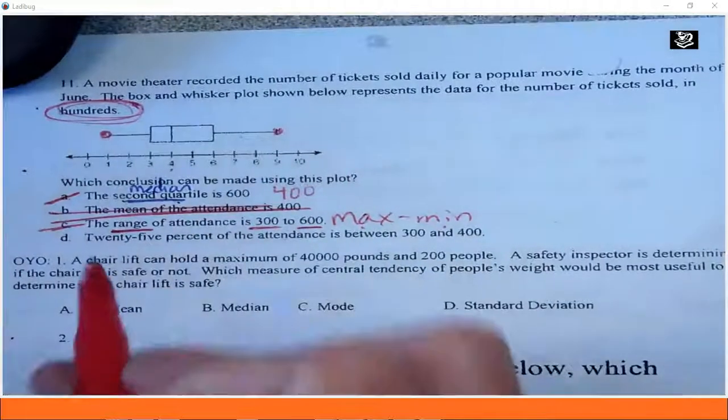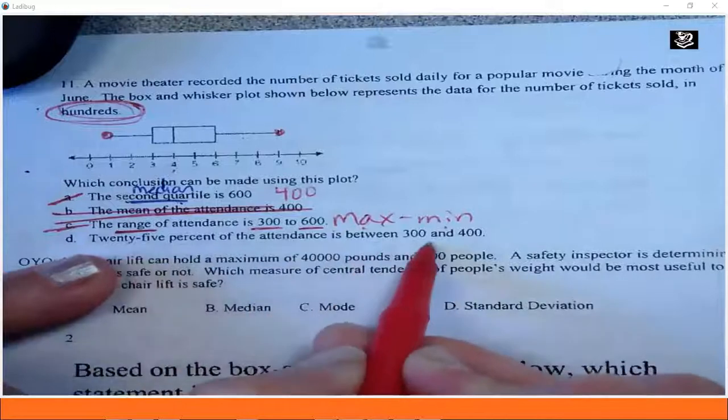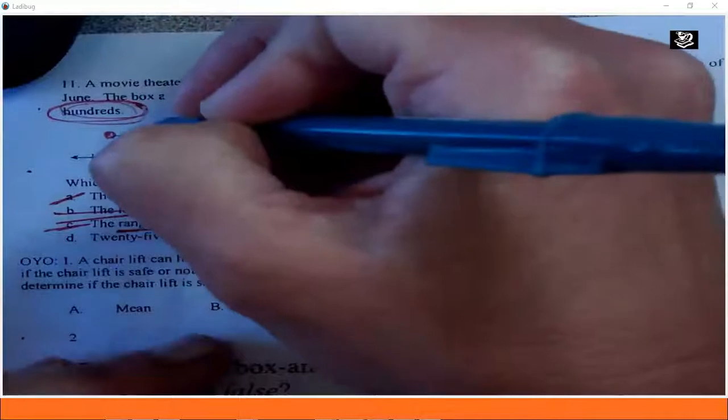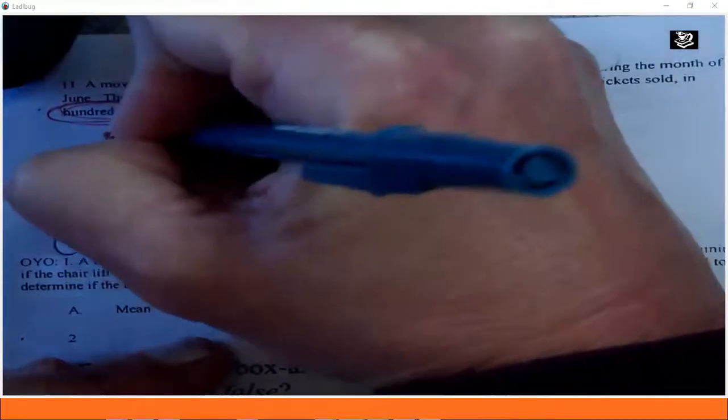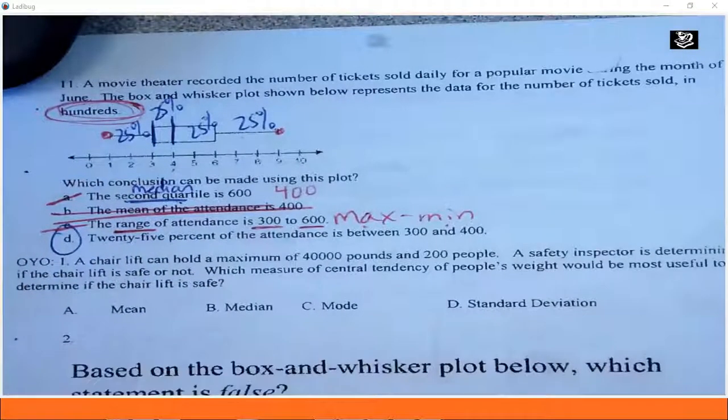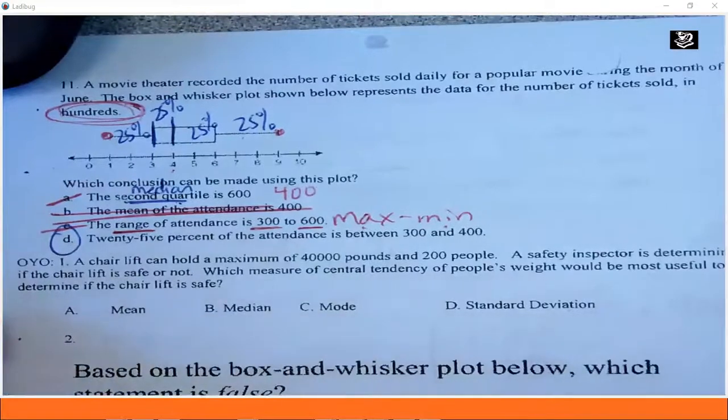25% of the attendance is between 300 and 400. Here is 300 and 400. And there is 25% there. There's 25% here, 25% here, and 25% there. So the answer is D, okay?